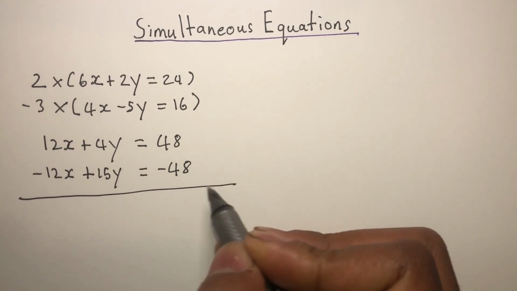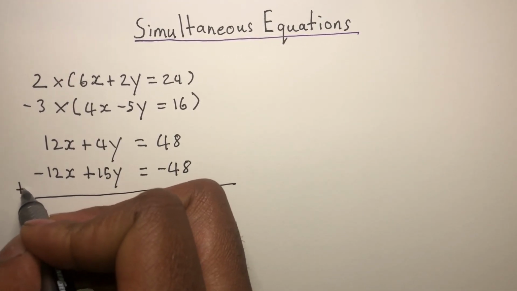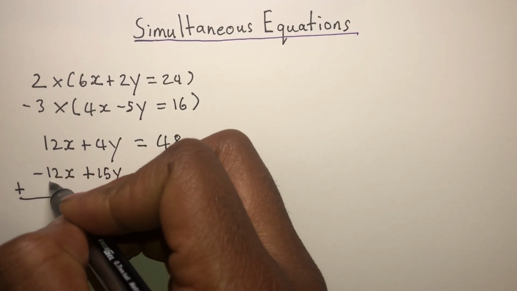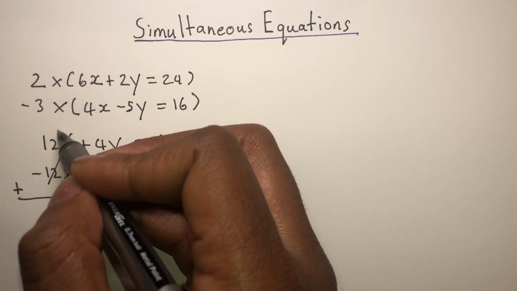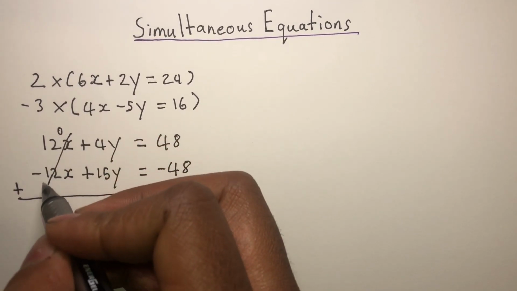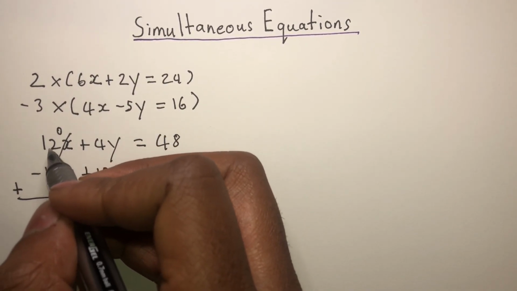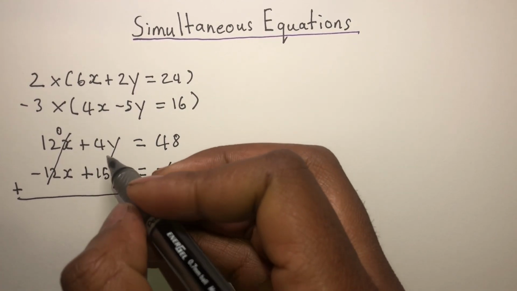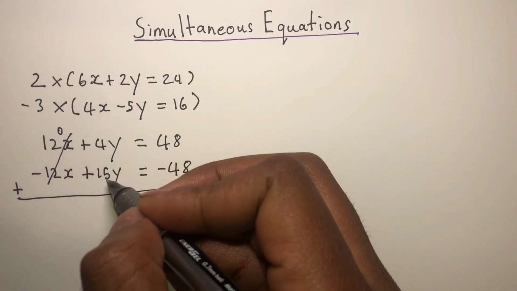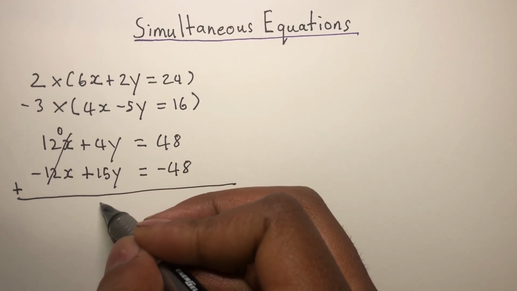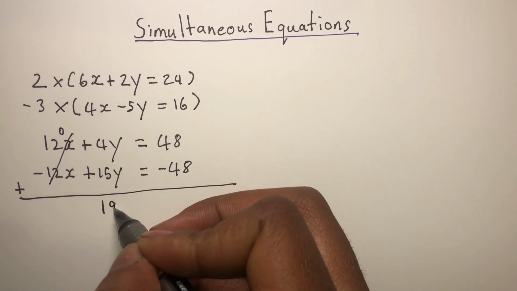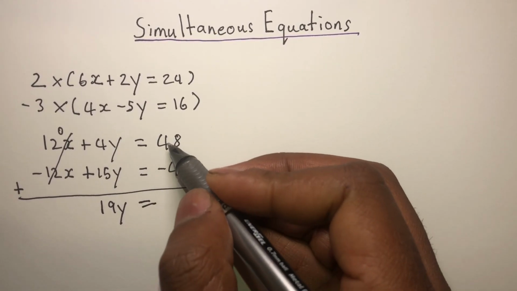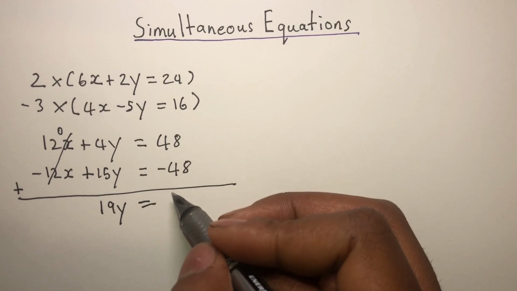Now we're going to add the equations. Negative 12 plus 12. So now our x terms are eliminated because negative 12 added to positive 12 is 0. Good. Now 4y plus 15y gives us 19y. Now negative 48 plus 48 is 0.